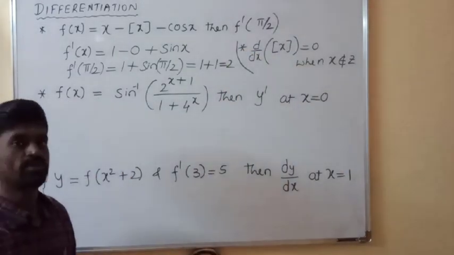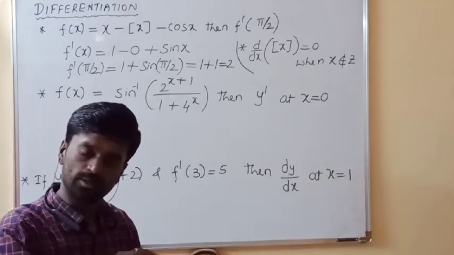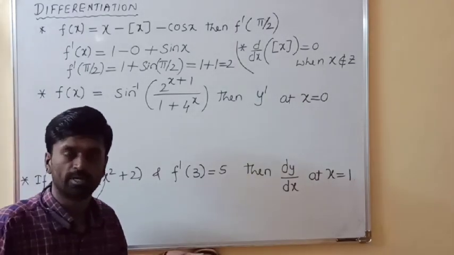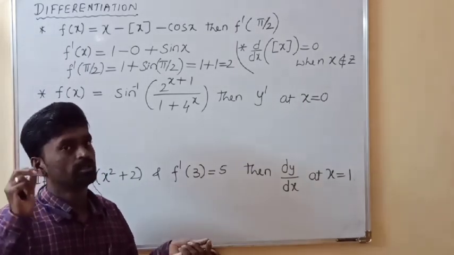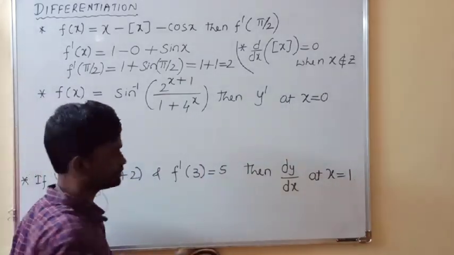Suppose in the same question they ask f dash of 0, does not exist; f dash of 1, does not exist. Okay? But here they are asking what? F dash of pi by 2. So at pi by 2, the step function is differentiable and its derivative is what? 0.